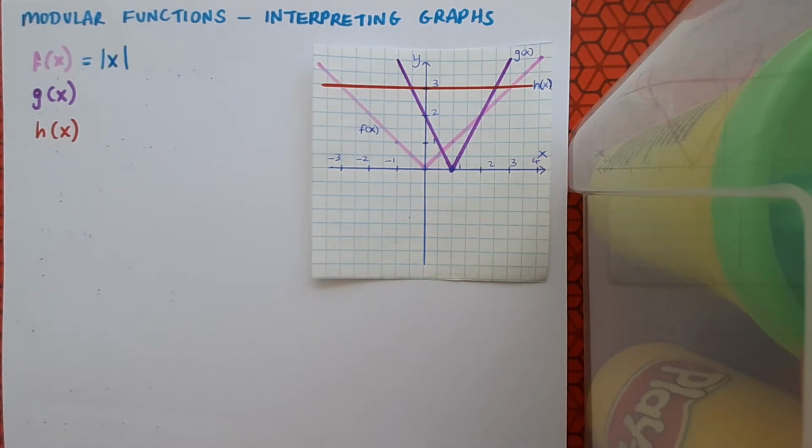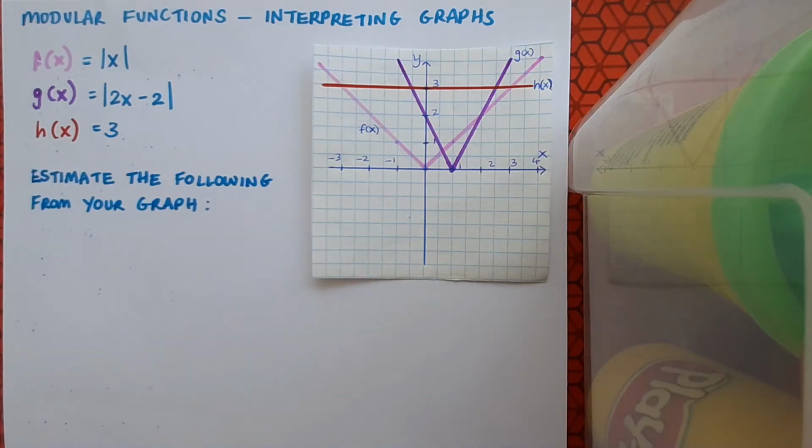So f of x is the absolute value of x, or you could say the absolute value of 1x plus 0 if you liked. G of x can be written as the absolute value of 2x minus 2. There is an alternative version that you may have written down for this. You may have said the absolute value of minus 2x plus 2, which is also correct. And h of x is just equal to 3. Don't forget, horizontal lines are just equal to the value they pass through on the y-axis.